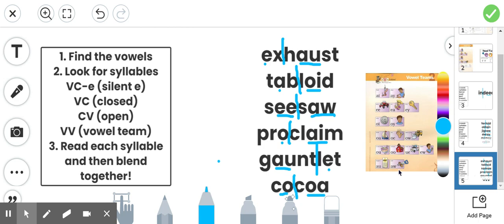They are all multisyllabic words, and they all have a vowel team in them. Today, when you get back into Seesaw, I'm going to give you 12 multisyllabic words, and all of them have a vowel team in them. What I'd like you to do is to separate them into syllables and to use the microphone to read them aloud to me. So I can't wait to hear your reading of these multisyllabic words.